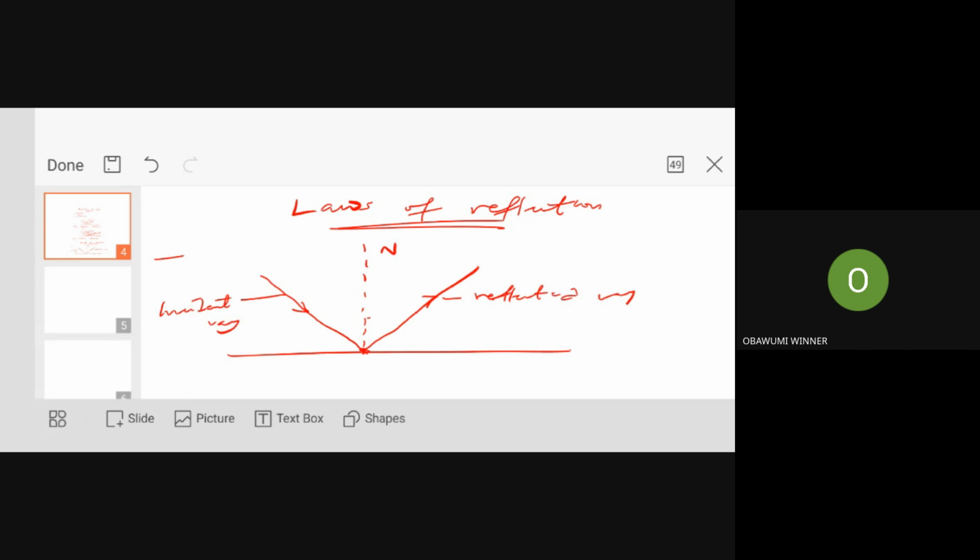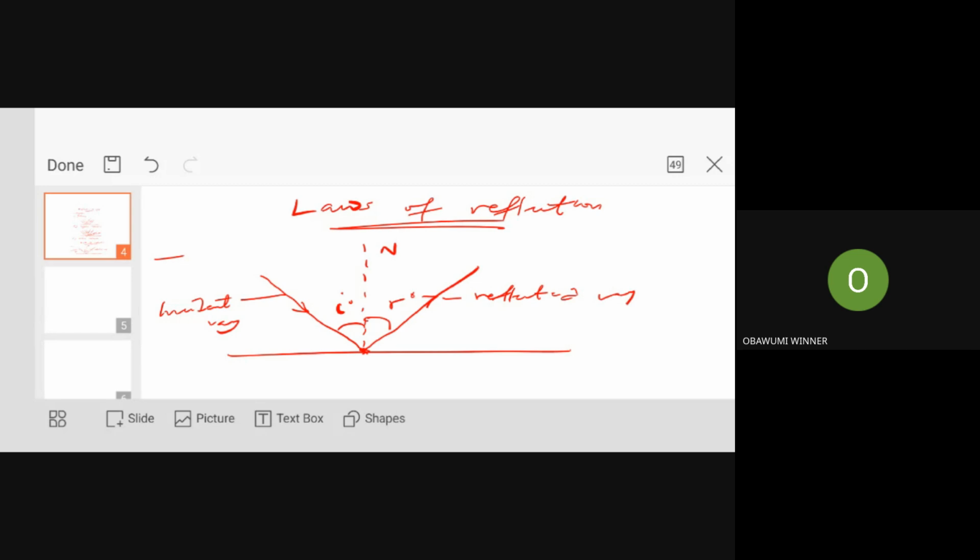And also the second law, which says that the angle of incidence is equal to the angle of reflection. So meaning that the angle here, which is the angle the incident ray makes with the normal, let me call it i degrees. All right. And then another angle here, which is the angle the reflected ray makes with the normal, let's call it r degrees. These two angles are going to be what? Equal. And that's what the law is saying. All right. So take note of that.